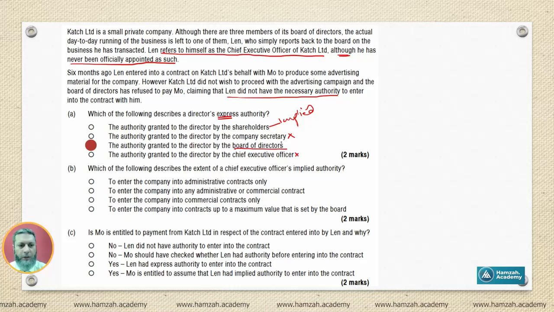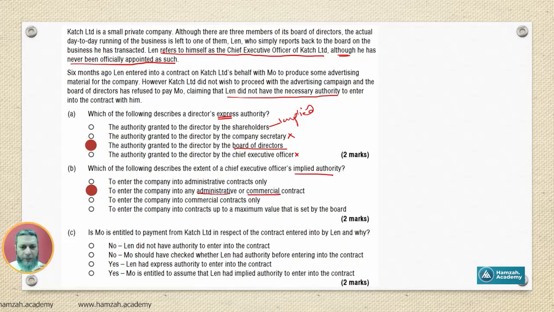Board assigns the authority. Which of the following describes the extent of a chief executive's implied authority? Implied authority is to enter the company into administrative as well as commercial contracts. A tip here is that secretaries can only enter into administrative contracts. What is the example? Transactions due to which you will have some intended profit, for example, buying of raw material, and making contracts for sale with the customers. That will be considered as a commercial contract.